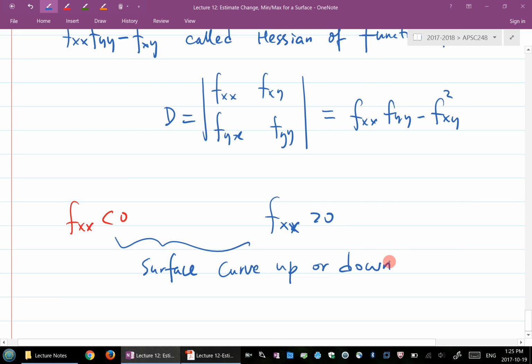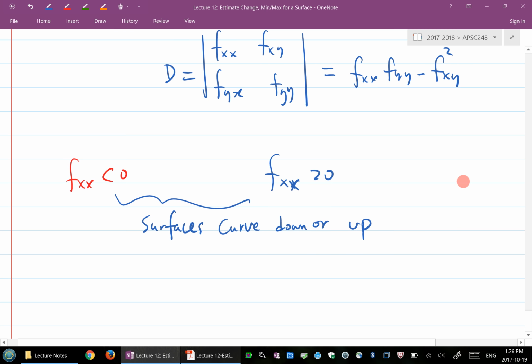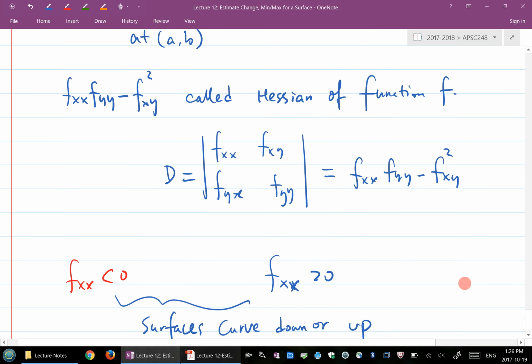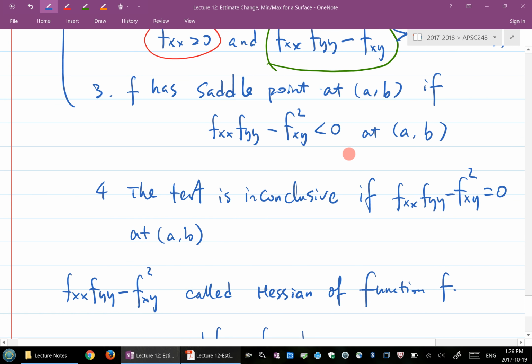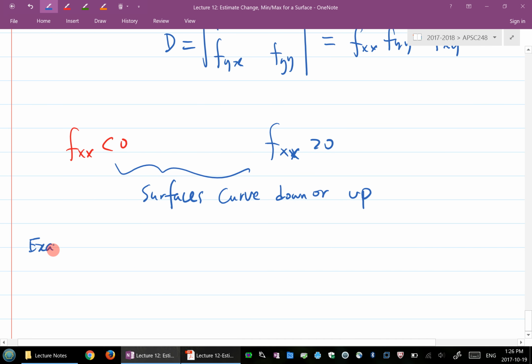Let's see. This is done. This is up. Okay. So let's take a look at an example here. I think the more important thing is to make proper use of Theorem 2 here. Any questions so far?